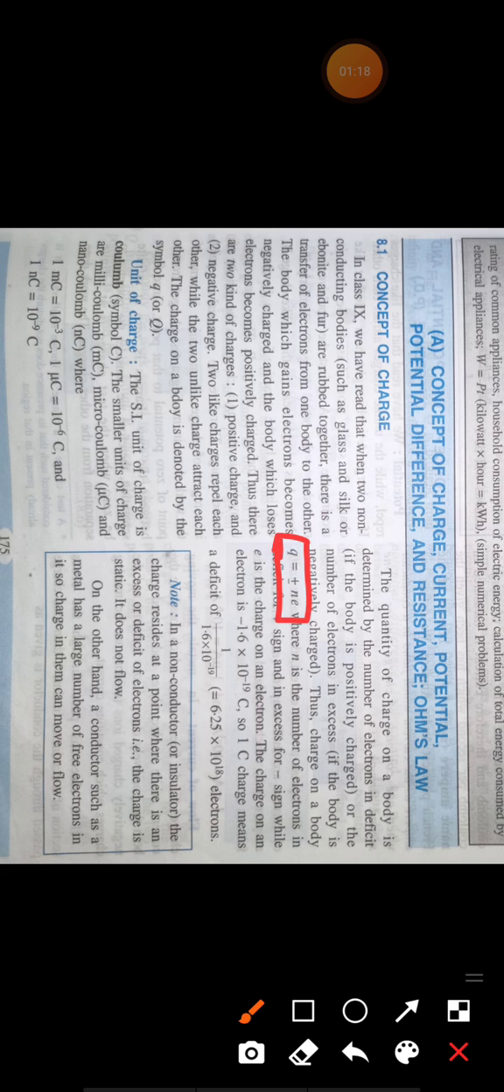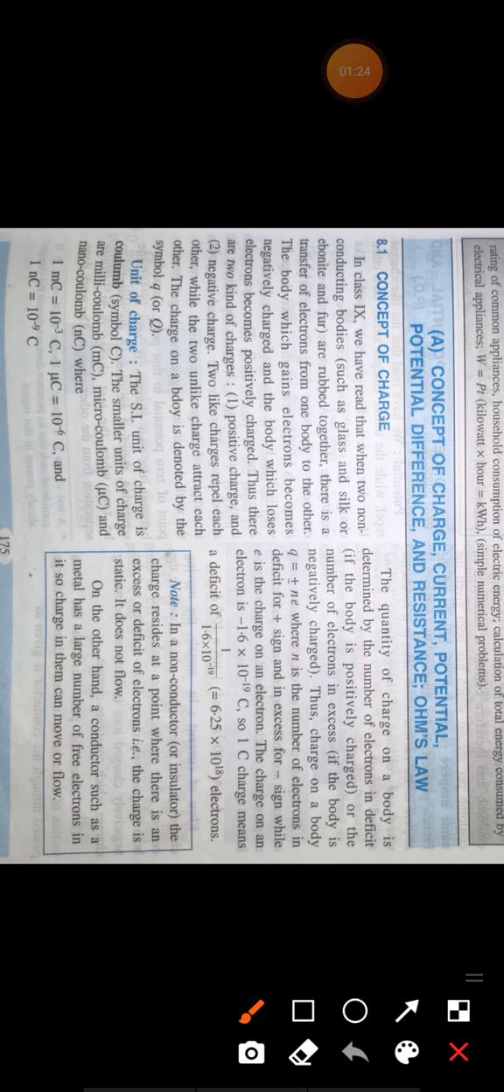So what is N and what is E? This is also called quantization of charge. So first you have to understand, there are two kinds of charge actually. Inside the atom there are three types of particles. One is neutral particles, the neutrons, and positive particles, the protons, and negatively charged particles, the electrons.